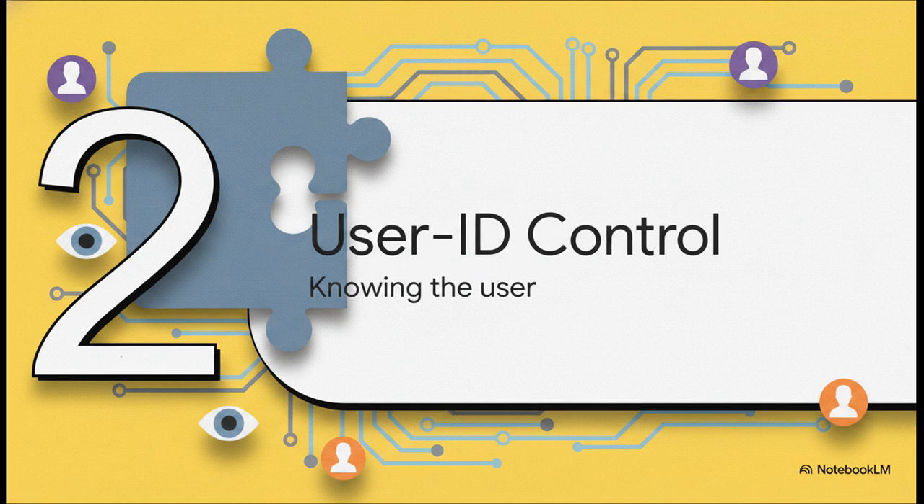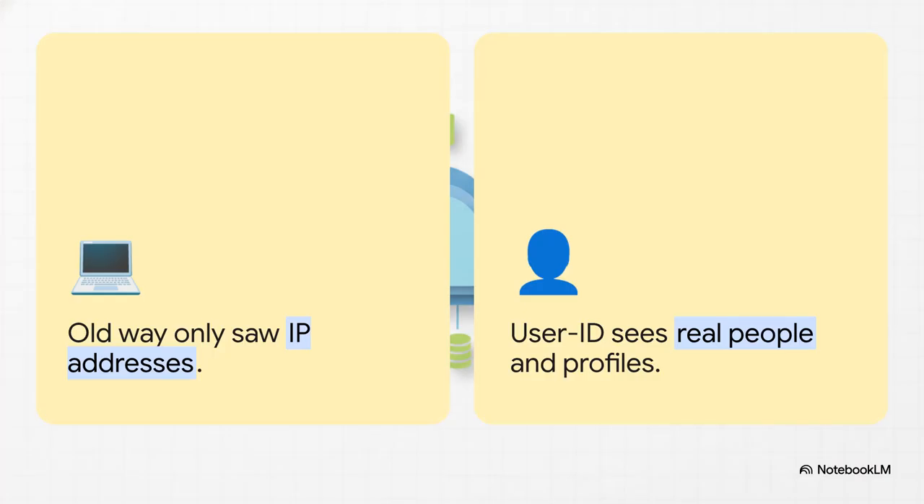All right, let's move right into Section 2, real control with User ID. Because here's the thing, identifying the application is really only half the battle. You also desperately need to know who is actually sitting behind the keyboard. In the past, firewalls were practically blind to humans. They just saw random IP addresses. But with User ID, the firewall suddenly sees actual reality. It sees specific users, distinct groups, corporate profiles. It's a complete 180 from those old machine-focused logs to modern, human-centric visibility.